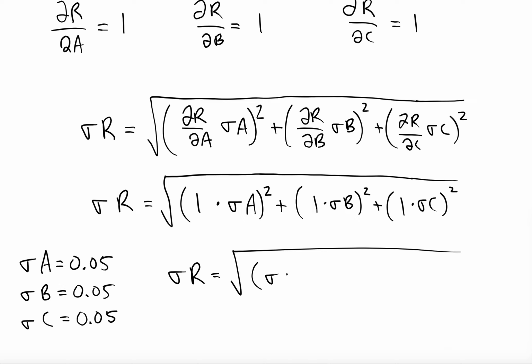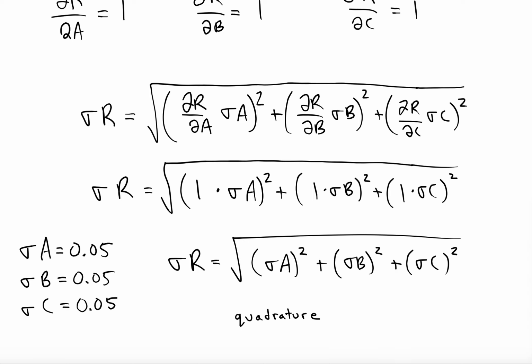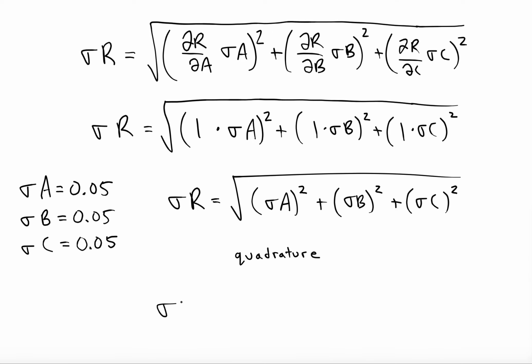In this case, it simplifies to this: the square root of the squares of all the uncertainties. It's an idea called quadrature. It's like the Pythagorean theorem, but in this case it would be for 3 dimensions. All right, so we'll have this.